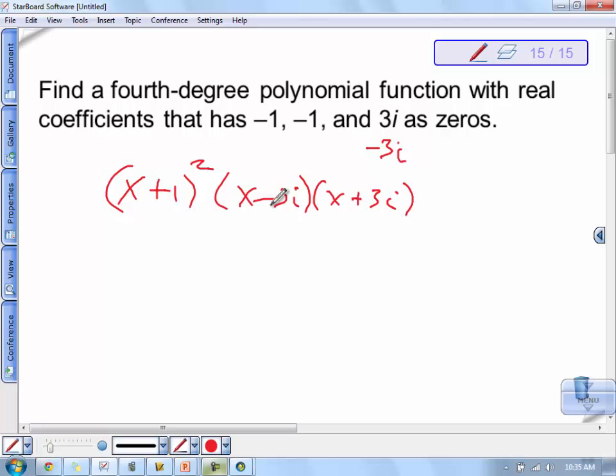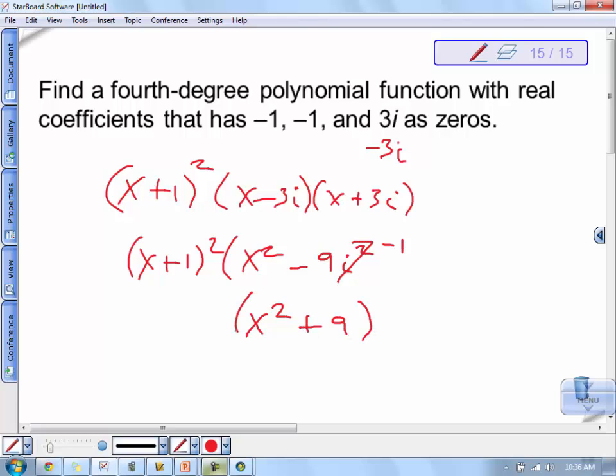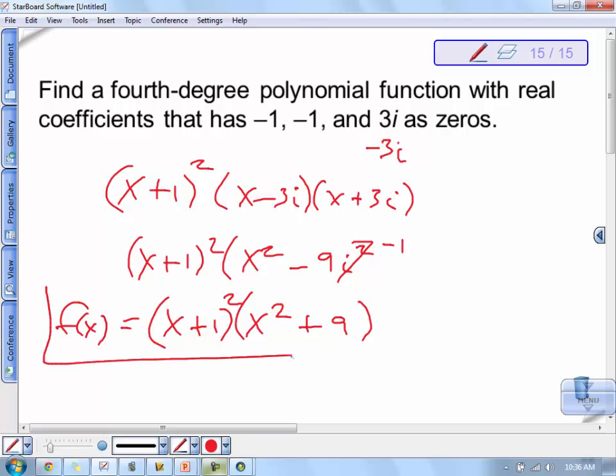If these are both zeros and the other two factors are here, I would multiply this out and I'd get x plus 1 squared times... this would be x times x, which is x squared. The middle terms are going to cancel, so all I have is the last two, which is going to be negative 9i squared. i squared is a negative 1, so this turns into x squared plus 9. So my factored polynomial that has these four zeros is right here.